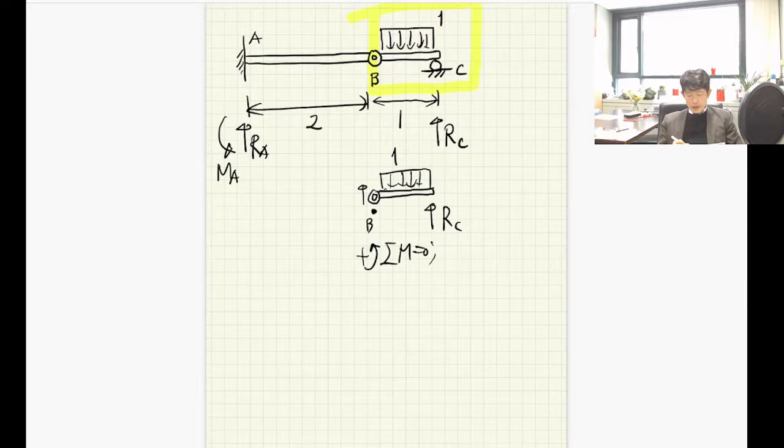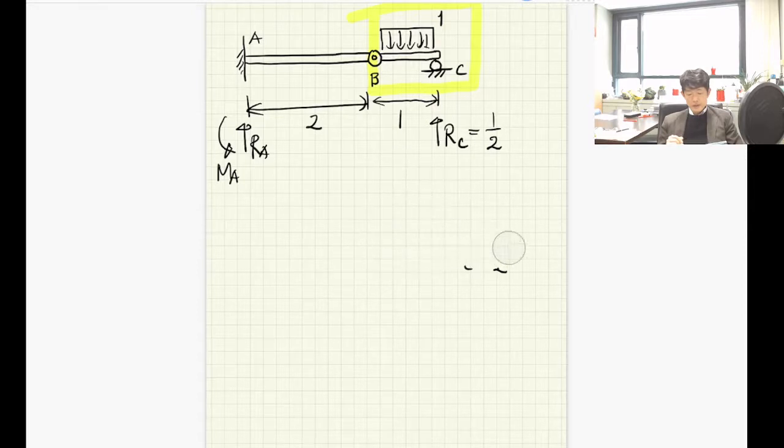So then RC times 1 is equal to, so 1 times 1, the magnitude is equal to 1, the arm length is a half, isn't it? So it is equal to a half. So we can determine RC very easily using the moment equilibrium for this segment. So we just finished the determination of RC. Once we have the information of RC, then we are ready to determine the information of RA.